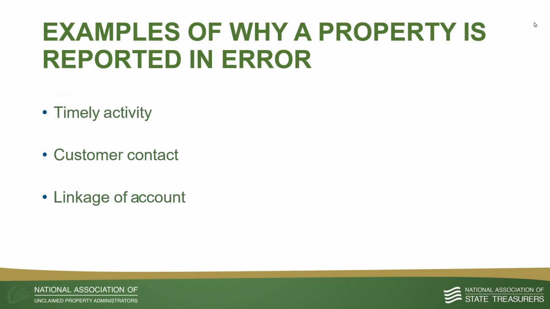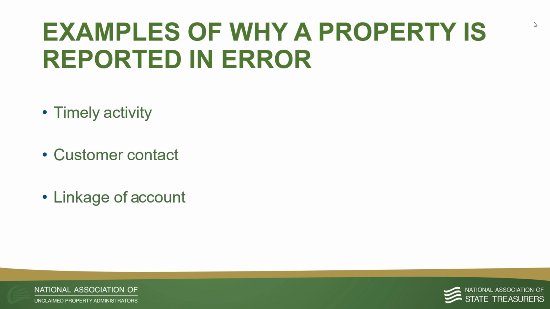Examples of why a property is reported in error are timely activity has happened, and you may have located the owner, your customer may have contacted you, or you could have a linkage of accounts. For example, a bank customer that has a loan, but they also have a savings account. Maybe there is no activity on one account, but there is on the other. There are means of linking accounts together and locating your owner.